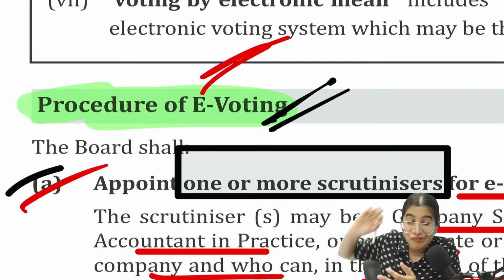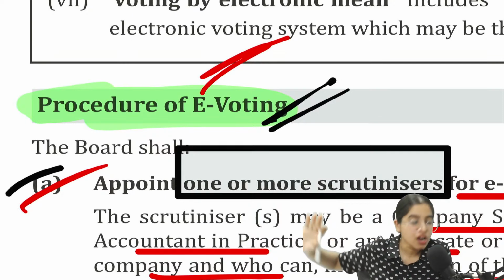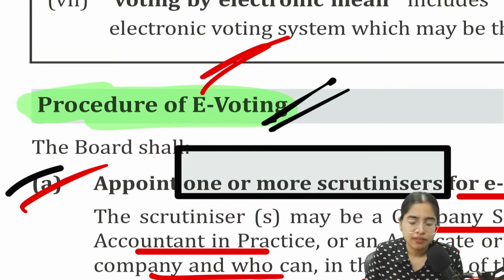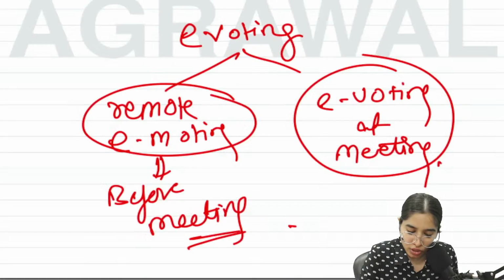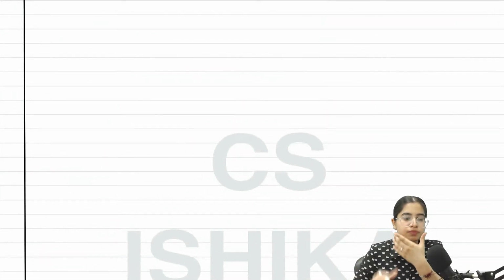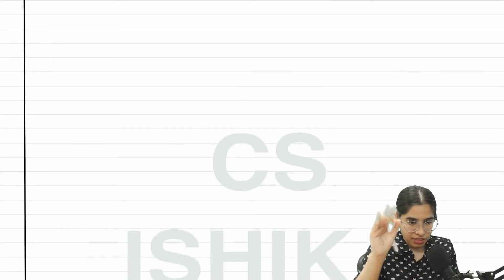This process is a very lengthy process given in your book. I will try to simplify this process for you so that it will become easy for you. Please listen carefully. What is the process of e-voting? I'll try to explain this. Come here, listen to me.